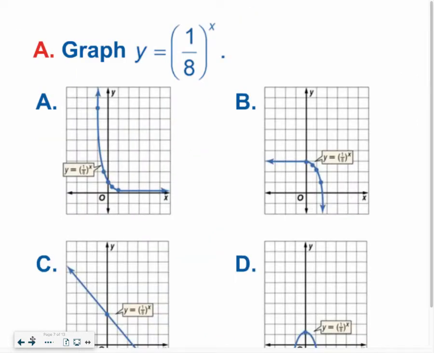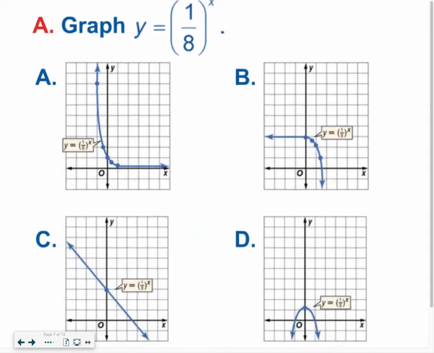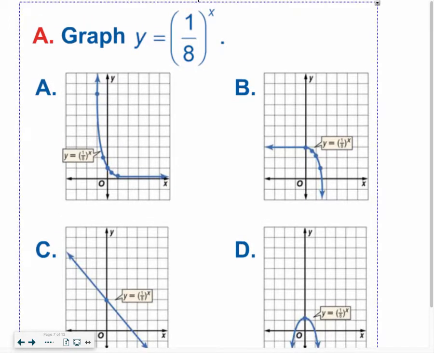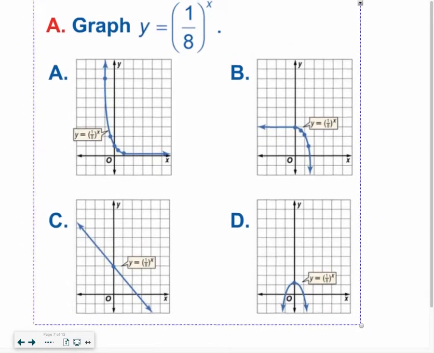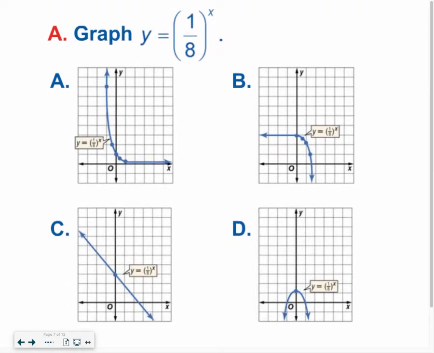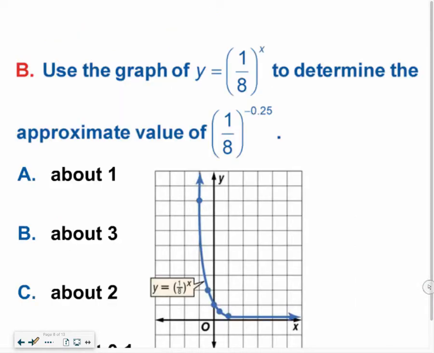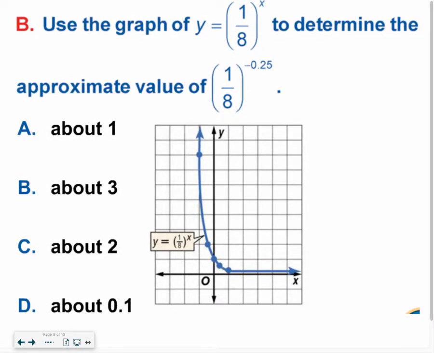All right, go ahead and figure out which graph best represents 1/8 to the x power. Hopefully you decided graph A would be a good example. Try another one with this second graph. Hopefully you said the approximate value is about 2. If you have questions, be sure to reach out to either myself or a friend for some help.